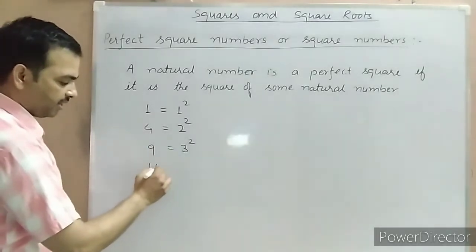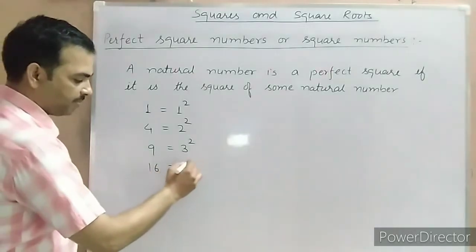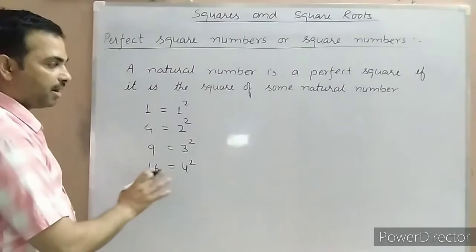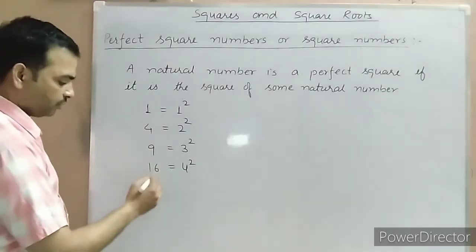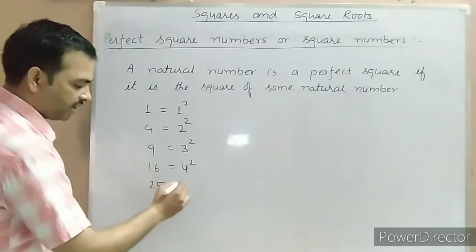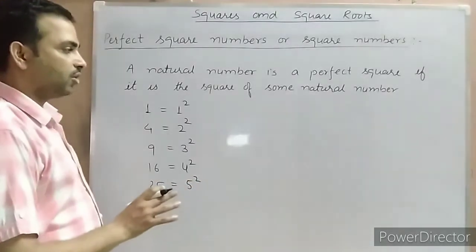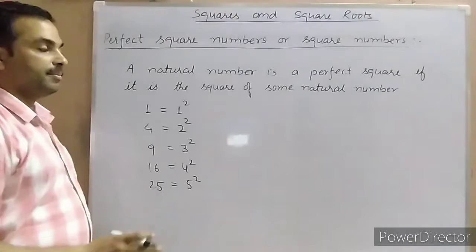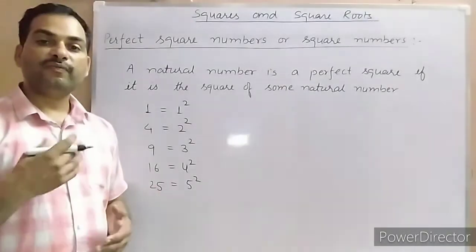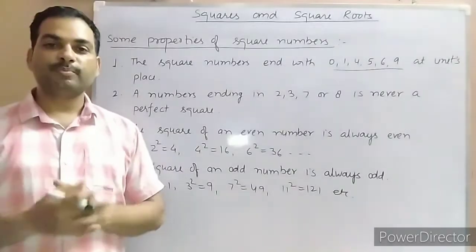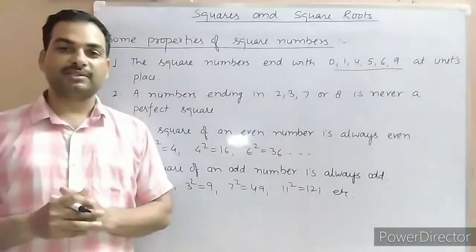Similarly, 16. 16 can be written as 4 square. So 16 is also a perfect square number. 25. 25 can be written as 5 square. So 25 is also a perfect square number. So there are infinite perfect square numbers. Now there are some properties of square numbers.